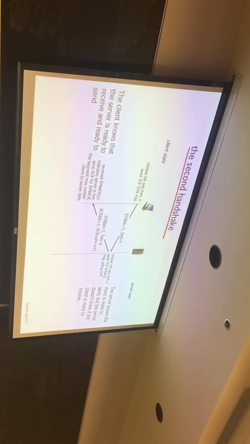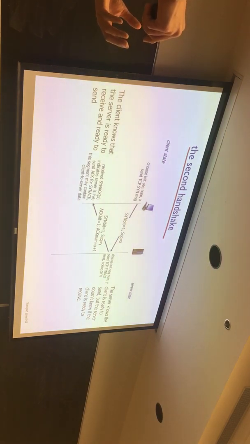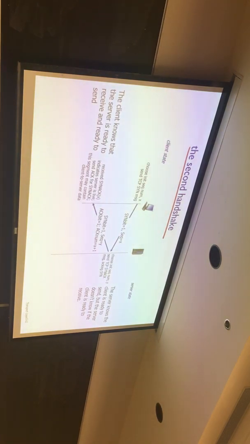Then in the second handshake, the server sends a packet back. This doesn't change the server state, but the client knows something new. Since the client receives something from the server, it actually gets two pieces of information. One is the server can receive data, because otherwise it would not send this second handshake back. So it must have received my first packet. Second, it also knows the server can send data to this client. So this is the second handshake.